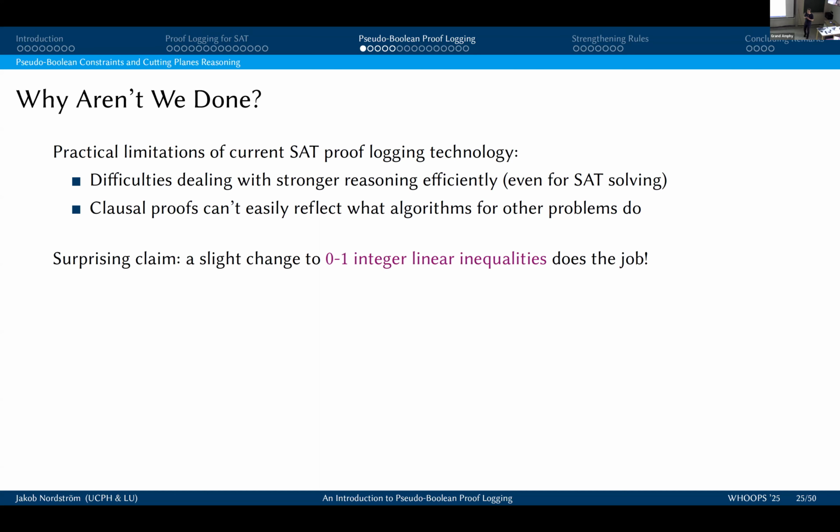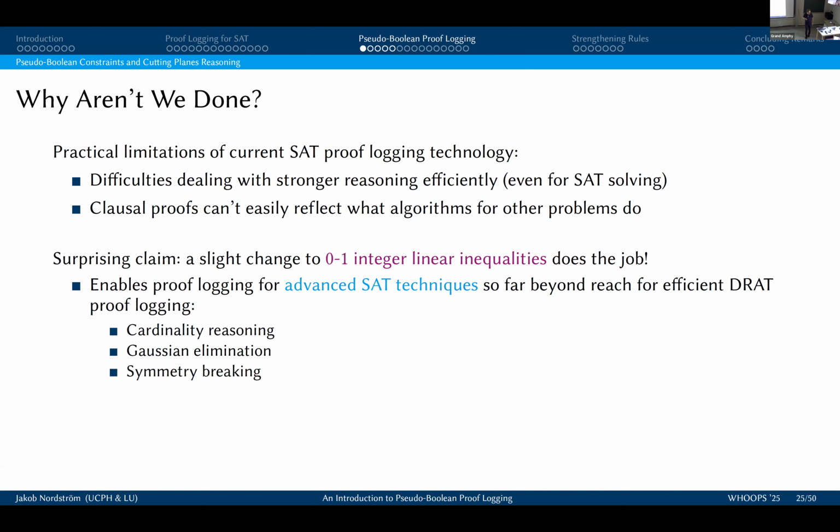A one-sentence version of what we're going to do during the rest of the day: we're just going to ask what all of this would mean if we do it with 0-1 integer linear inequalities instead. And this is all that you need. It turns out that this takes you to pretty much all the combinatorial solving and optimization paradigms we've studied so far. The SAT ideas, translated to 0-1 integer linear inequalities, just work. In particular, for things like cardinality reasoning, Gaussian elimination, and symmetry breaking, which are advanced SAT techniques that DRAT cannot quite support, you can support them if you change to 0-1 integer linear inequalities instead.